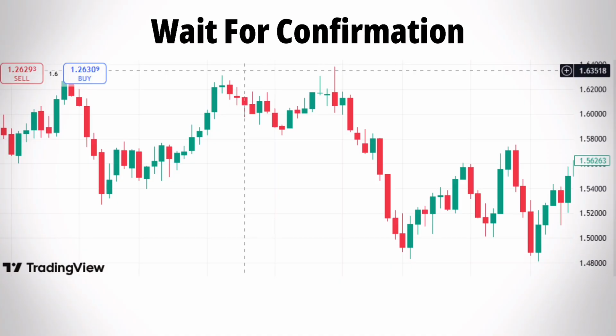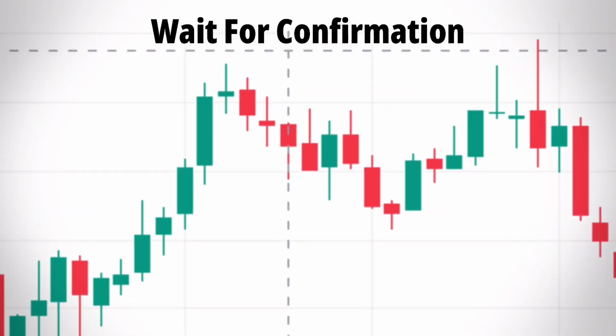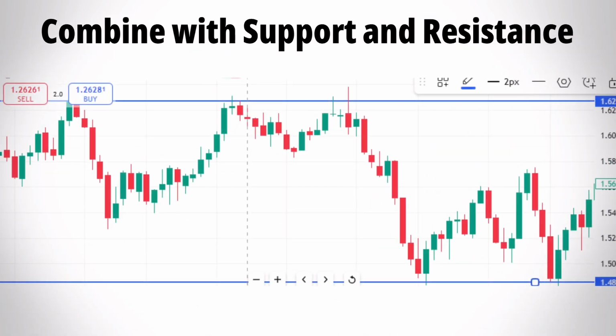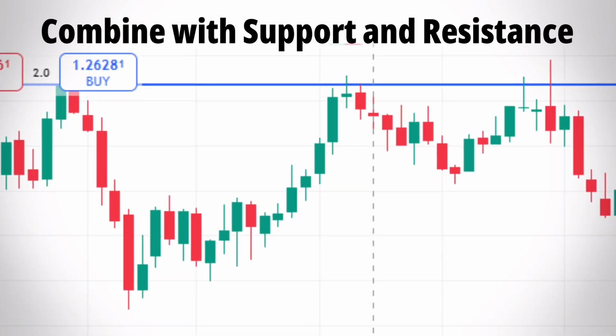Now, how do you trade an evening star candlestick when you see it on the chart? As usual, you should always wait for confirmation. Like most reversal patterns, the evening star should be confirmed by the next candlestick. A strong bearish close after the pattern strengthens the signal that a reversal is occurring. Secondly, you want to combine the evening star pattern with support and resistance. The evening star pattern is more significant when it forms near a resistance level or after an extended uptrend.